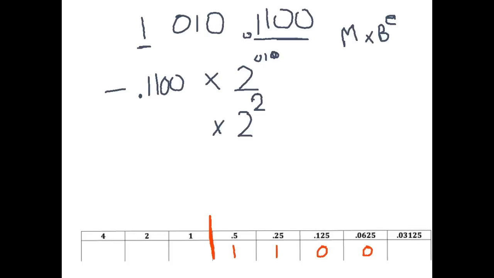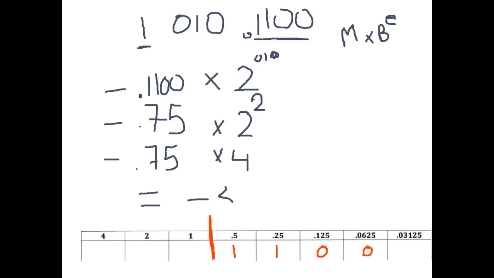So when we add 0.5 and 0.25 together, we get 0.75. Now, from our maths background, we know that 2 to the power of 2 is 4. So if we take a negative 0.75 and multiply that by 4, you can use a calculator, we get a result of negative 3. Okay, so hopefully you were able to follow that. It's the exact same steps that we had before, except in reverse order. So let's just have a look at another example.